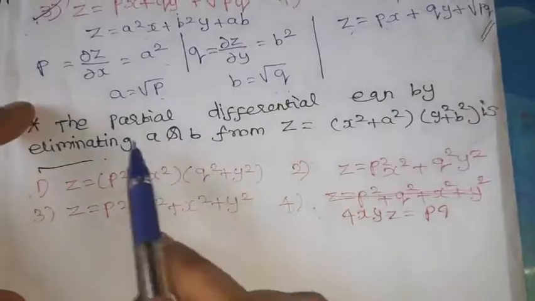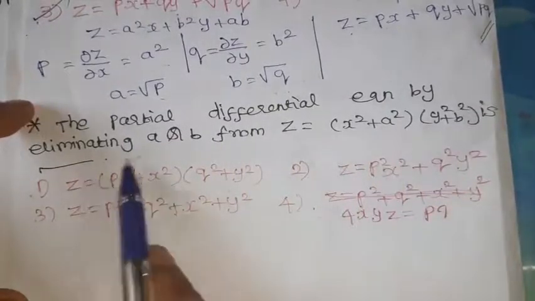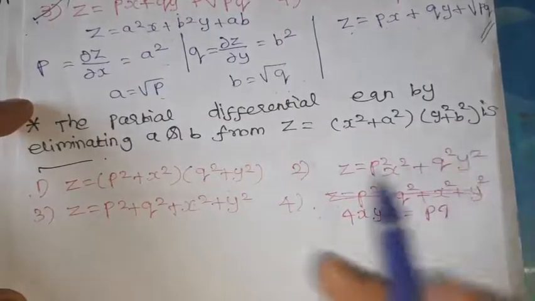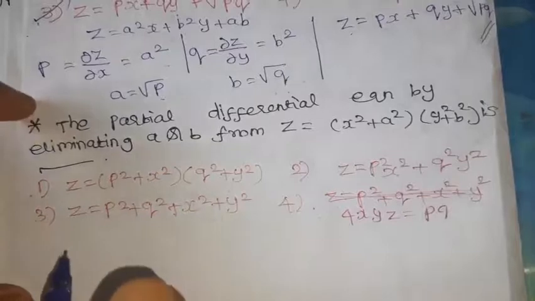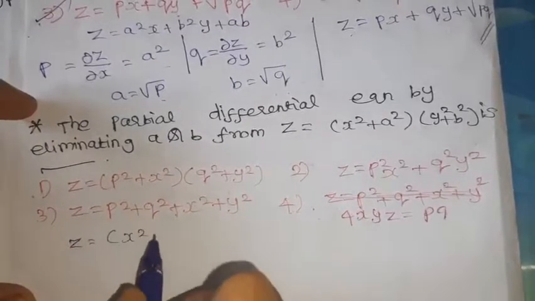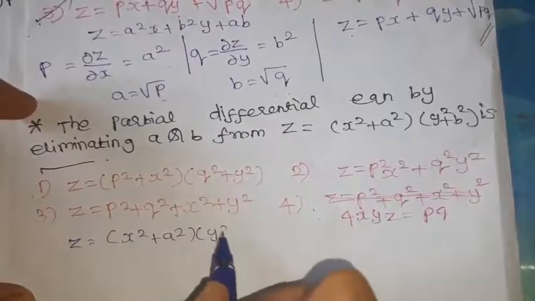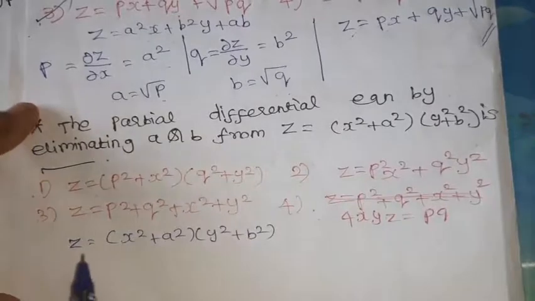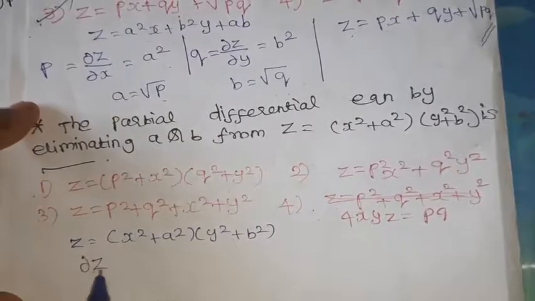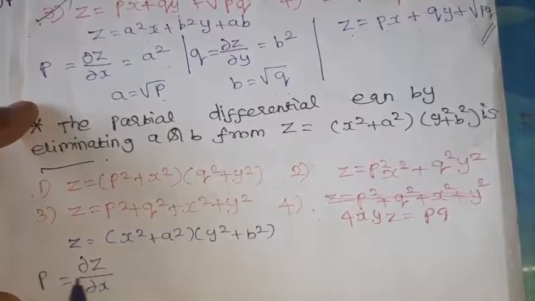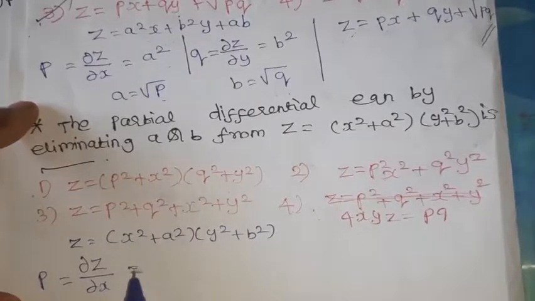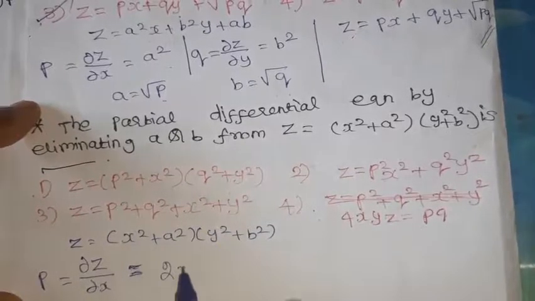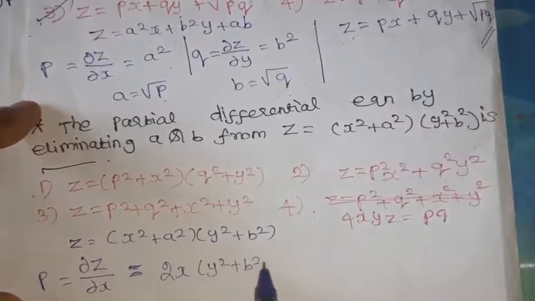Form the partial differential equation by eliminating a and b from z equal to x square plus a square into y square plus b square. What is the given equation? x square plus a square into y square plus b square. So what is the first step? We need to partially differentiate with respect to x. So dou z by dou x, which is equal to p, is 2x into this term, keeping this term as it is.